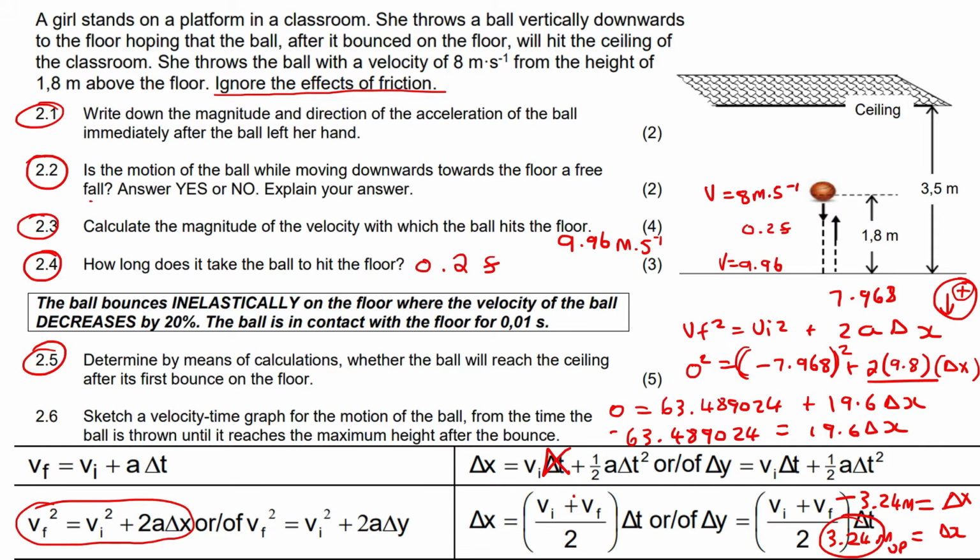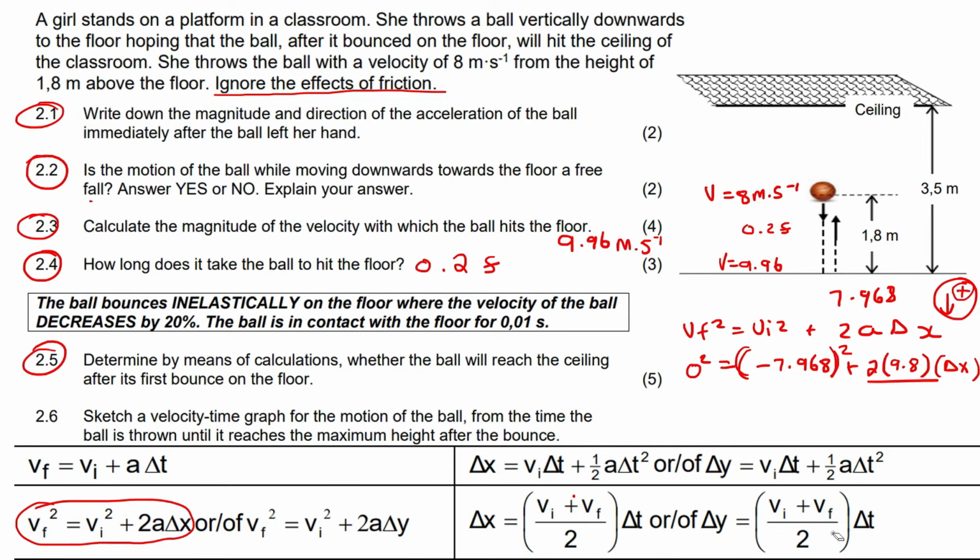Now, if you wanted to choose upwards as positive, which is what I would have done, just because it feels more comfortable, let me just show you how that would have played out for you. There would just be less negatives. Because check this out. If we chose upwards as positive, then your VF squared is still 0. Your initial squared is now going to be, what was that value? Oh, there, 7.968. But now it's positive because we chose up as positive and it is moving up.